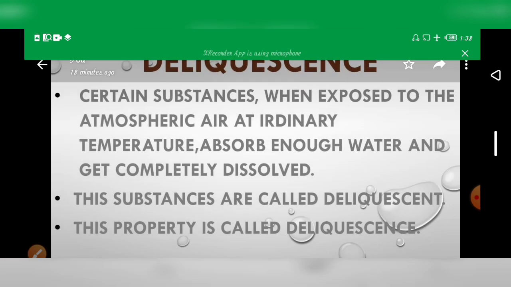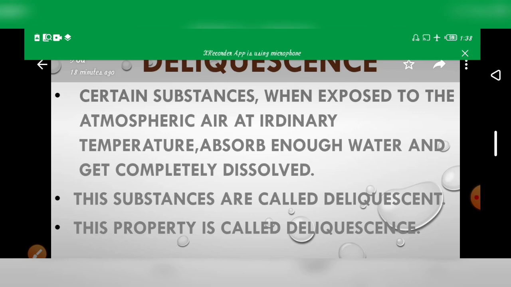Okay, next we go to deliquescence. Certain substances, when exposed to moist air, the same thing, at ordinary temperature absorb enough water and get completely dissolved. That is, they are converted into another physical state. These substances are called deliquescent. This property is called deliquescence.